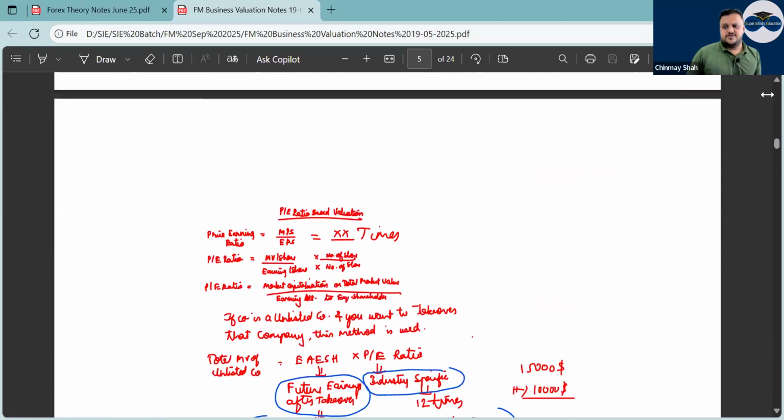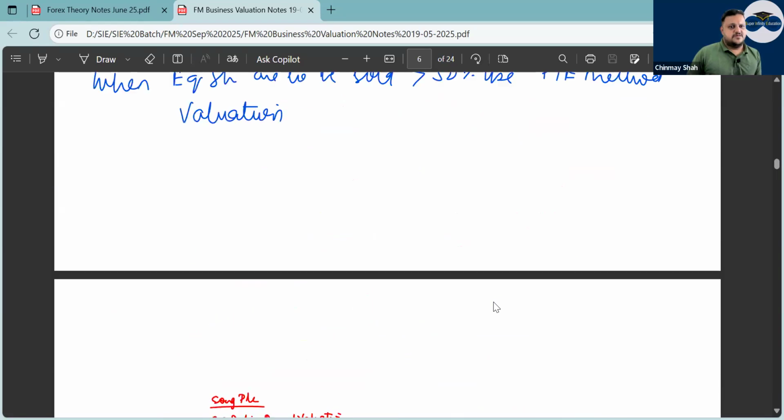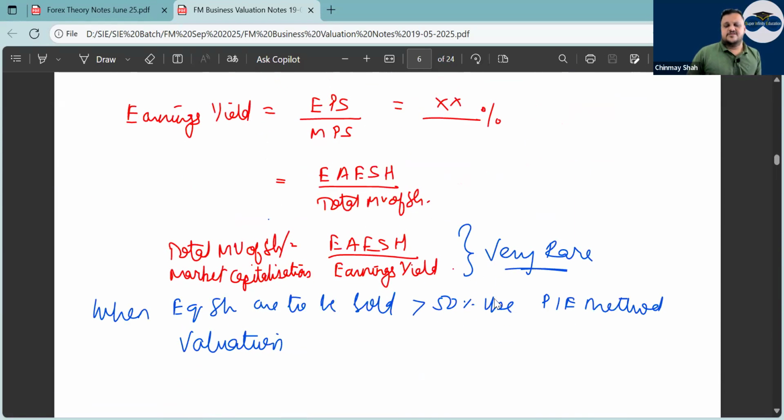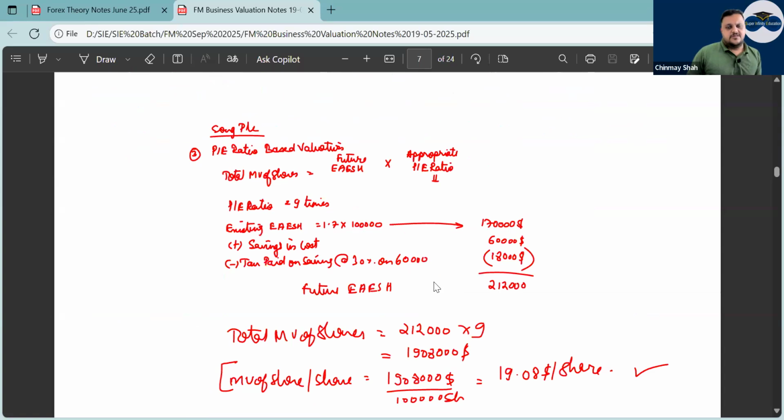This is P/E ratio based valuation. So you take the existing EAT (earnings after tax) plus the cost saving or any cost done, but you will take everything after tax, correct? Then you have the earnings yield. Earnings yield is nothing but EPS by MPS, right? The same thing, EAT divided by the earnings yield, you could find what? The equity share value, correct? Then you have what?